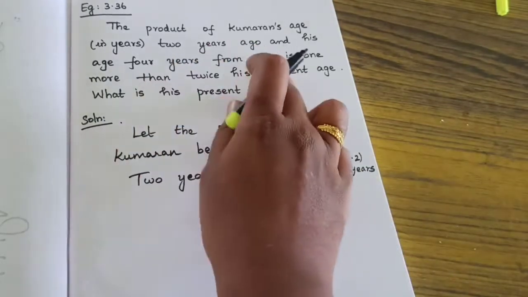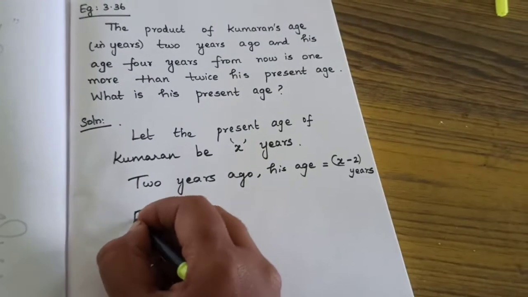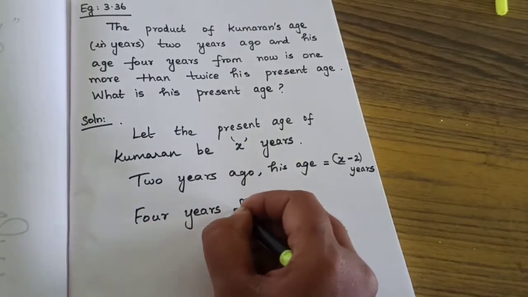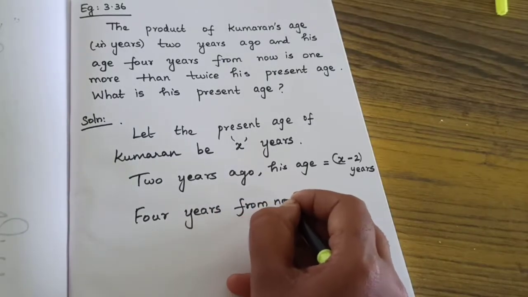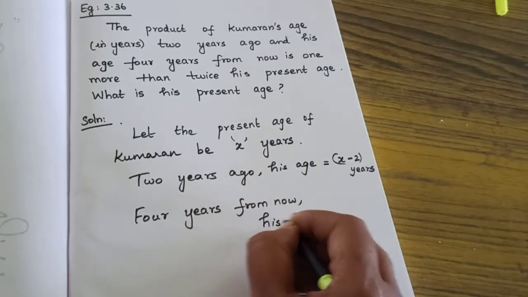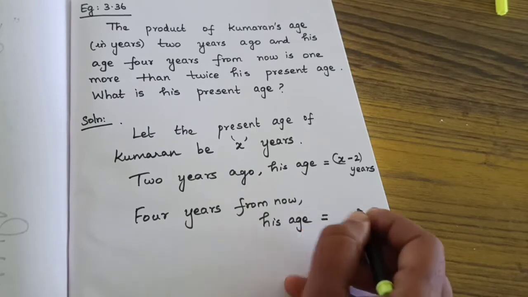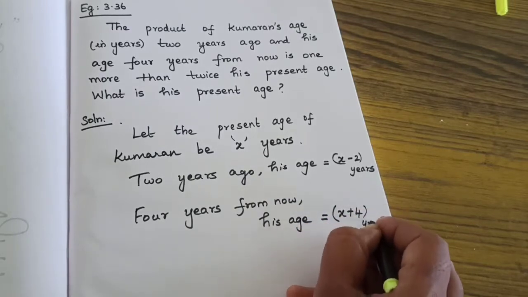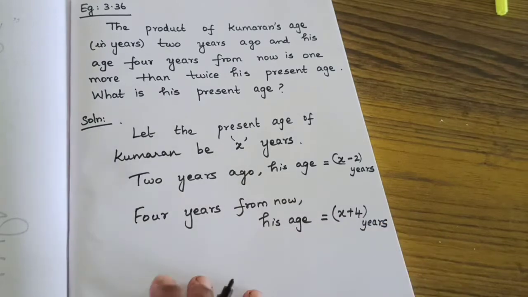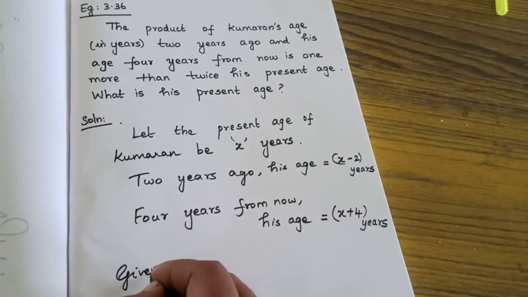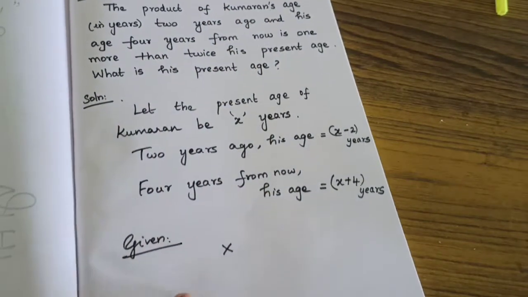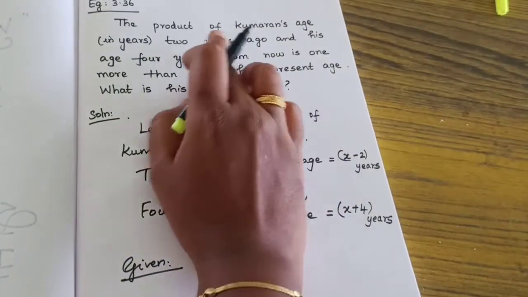4 years from now. His age means Kumaran's age only. 4 years from now. We need to add, correct? X plus 4 years. Now come to the statement. That is given the product of. So we need to multiply some terms. What is the thing we are going to multiply?